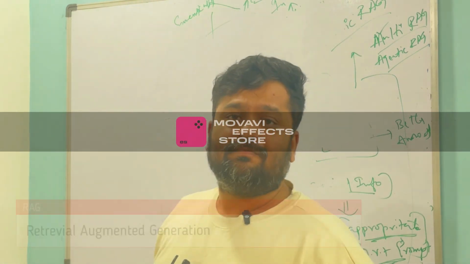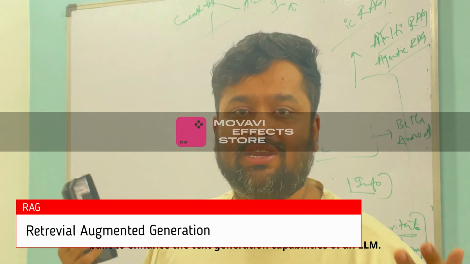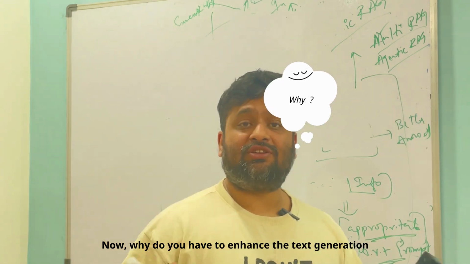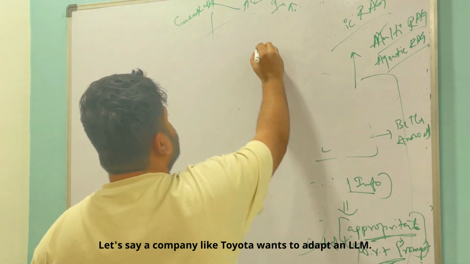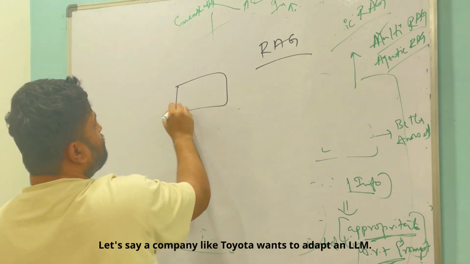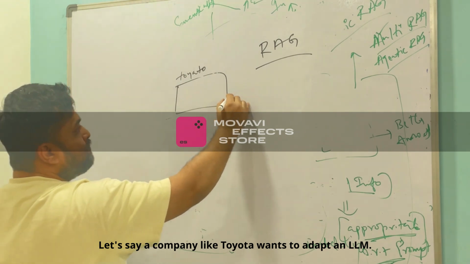RAG is a system built to enhance the text generation capabilities of an LLM. Now, why do you have to enhance the text generation capabilities of an LLM? Let's say a company like Toyota wants to adapt an LLM.